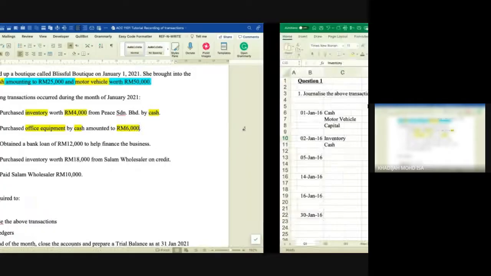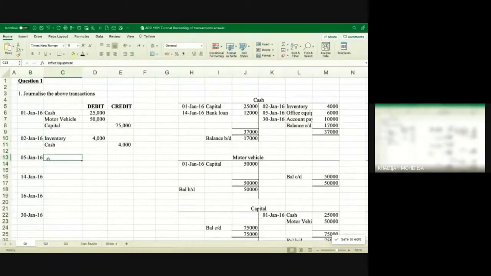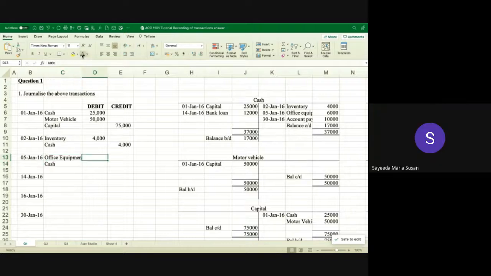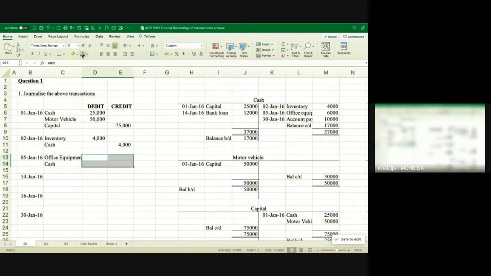So because of that, you have to record in your journal entries. How do you record? Debit your accounts. Which account is to be debited? Office equipment. Office equipment is debited and then your cash is credited.